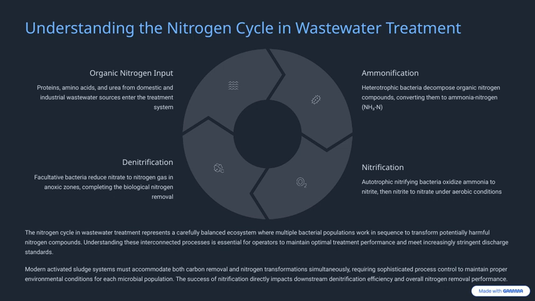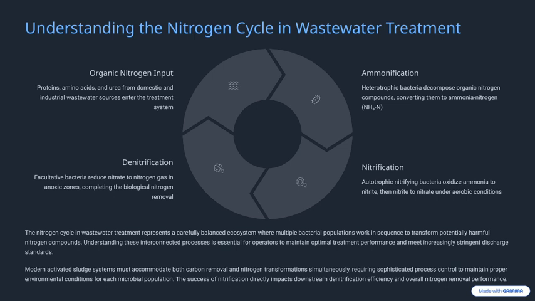Next is ammonification, where heterotrophic bacteria play a key role. They decompose these organic nitrogen compounds and convert them into ammonia, or NH₃-N. This step is crucial because it makes nitrogen more accessible for subsequent treatment processes.